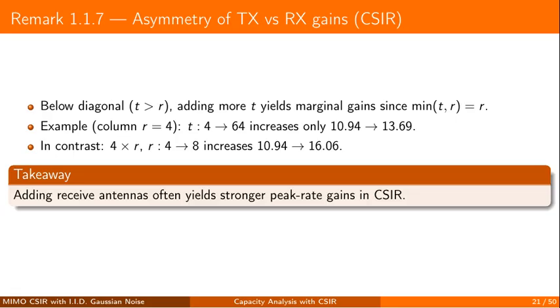But if instead we keep the transmitter fixed, and merely double the number of receive antennas, capacity increases substantially, by a significantly larger margin. The takeaway: in the CSIR setting, adding receive antennas typically delivers stronger peak rate gains than adding transmit antennas once we're past the balanced regime.